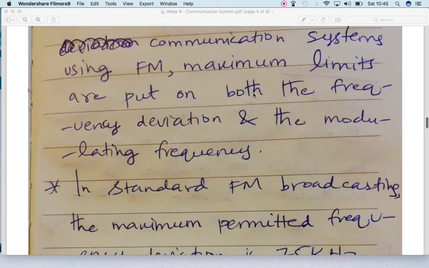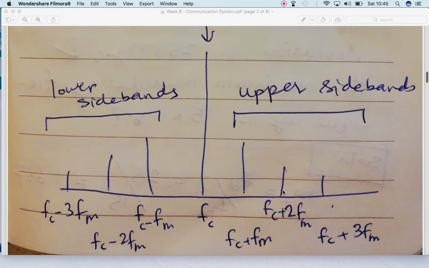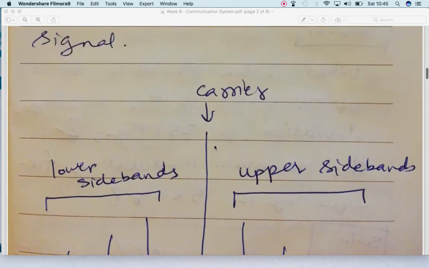we just clip off these sidebands, which are the second order to future sidebands, on the left hand side from the second order onwards, and on the right hand side from the second order onwards. We use a band pass filter, and with the help of that band pass filter we can filter out the other sidebands, and we just keep the first order sideband on the left hand side as well as on the right hand side along with the carrier signal.